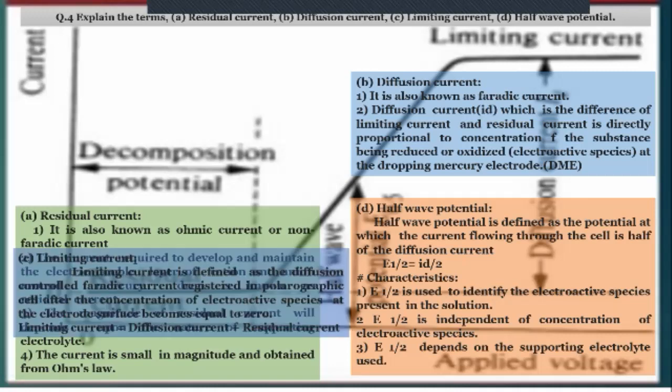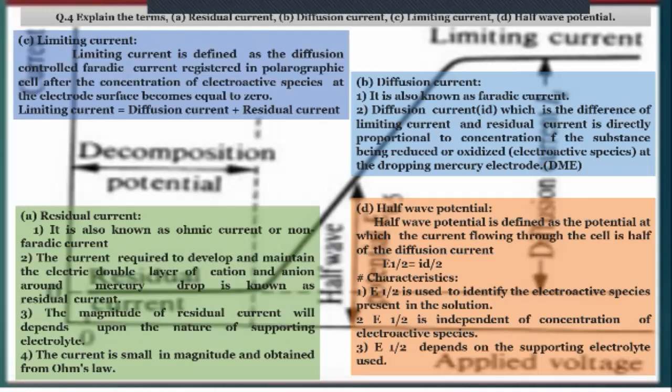And the last term, limiting current. It is defined as the diffusion controlled Faradaic current registered in the polarographic cell after the concentration of electroactive species at the electrode surface becomes equal to zero. Limiting current is the sum of diffusion current as well as residual current, and you have to remember that. It may come for MCQ purposes. Sometimes MCQs will be based on all these four terms. Then we will see a short video.